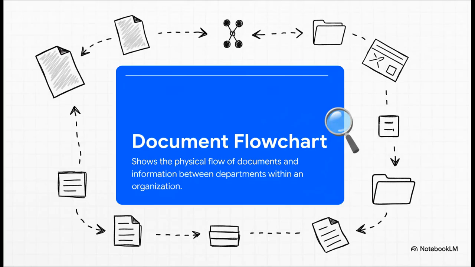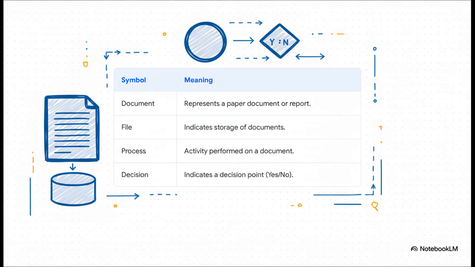Right, so where the DFD followed the data, this chart follows the paper. It's all about tracking a real document as it gets passed around from desk to desk, department to department. This map is all about who physically touches what and where it goes next. The symbols here are a lot more grounded in the real world.